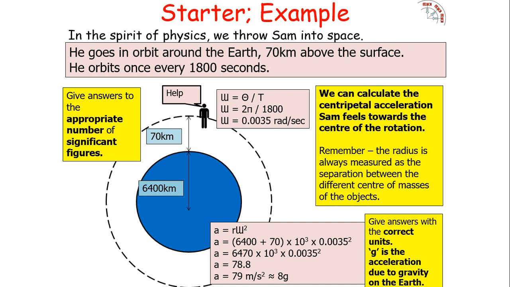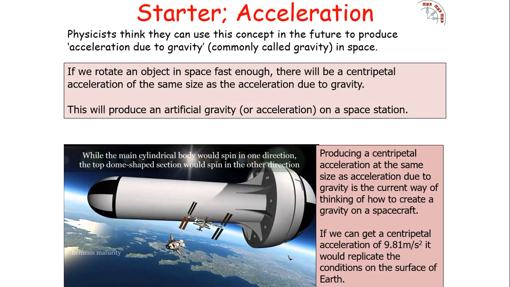Now remember, we know that 1g, which is the acceleration due to gravity on the Earth, is 9.81, so 79 meters per second squared is about 8g. Now, physicists think we can use this concept in the future to produce artificial gravity in space, because if we rotate an object in space fast enough, there'll be a centripetal acceleration of the same size as the acceleration due to gravity on Earth, 9.81, which could possibly produce an artificial gravity on a space station.